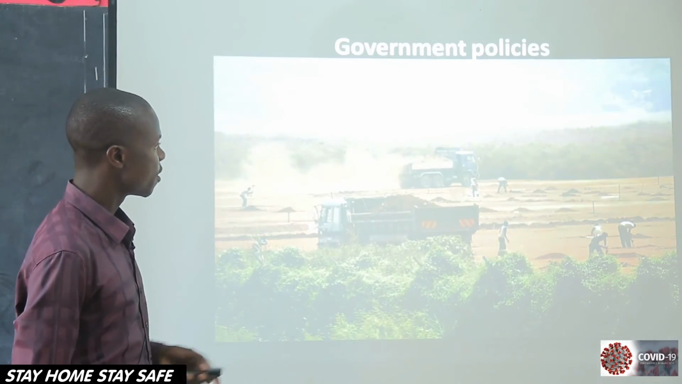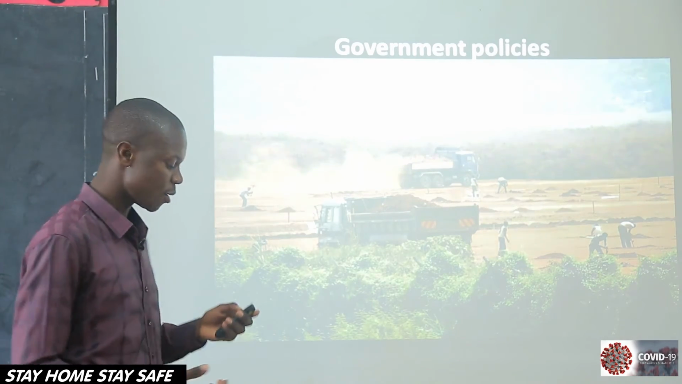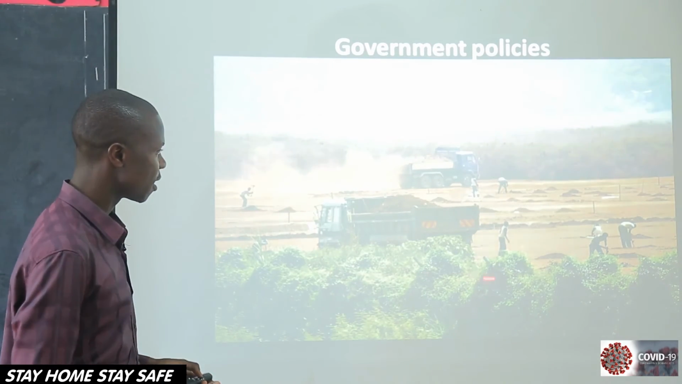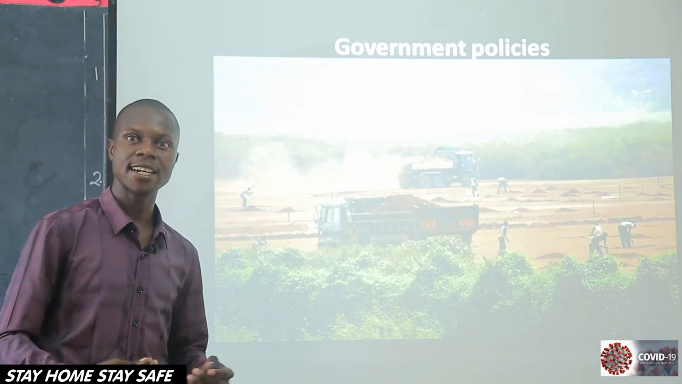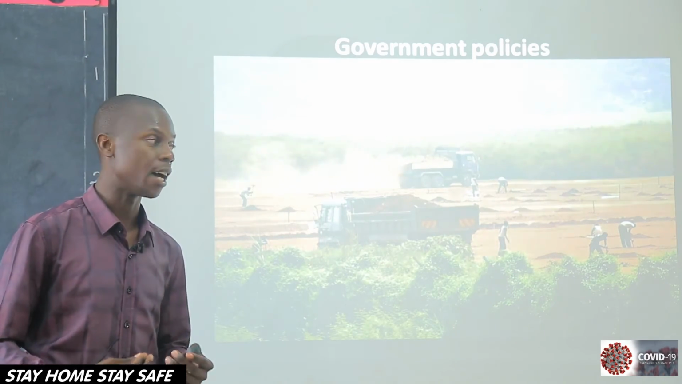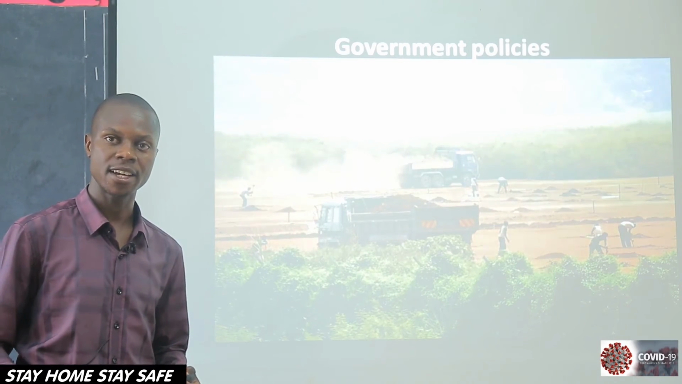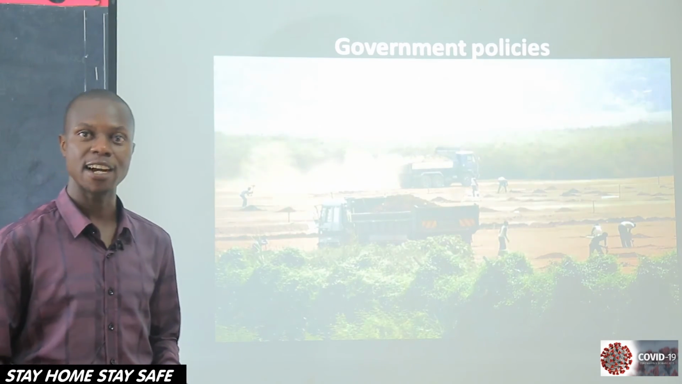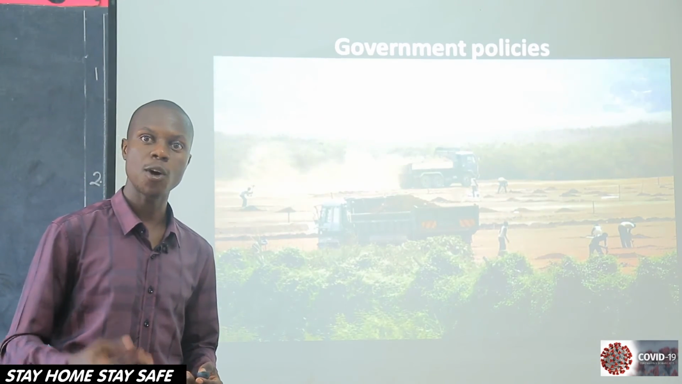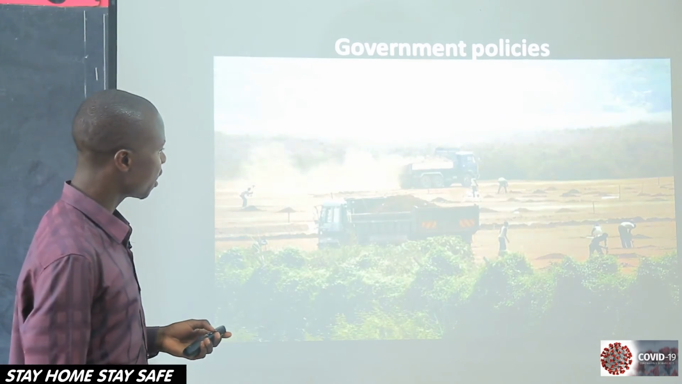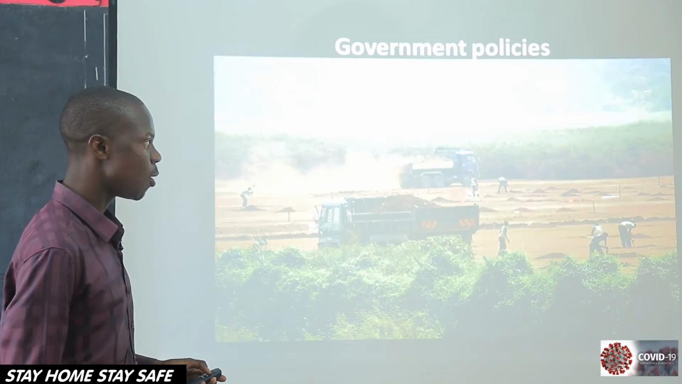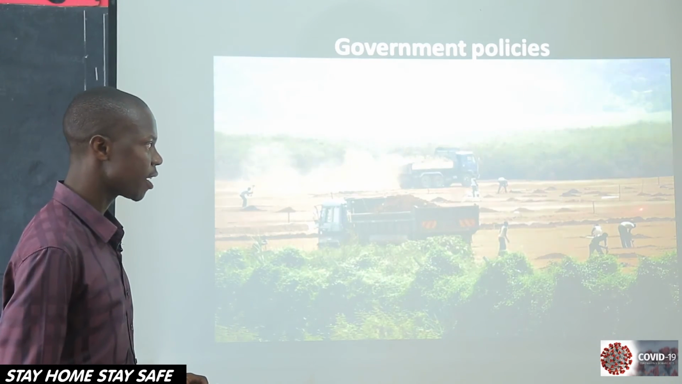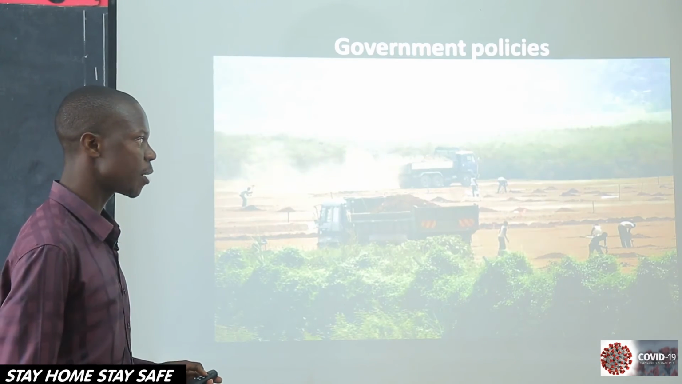Then the government policies. We might be having vegetation in an area, just like you can see. Then the government declares a certain activity to be carried out in that area. It can be mining, it can be road construction. So what will happen? During the mining or during the construction, they will cut down all the vegetation that is in that area.